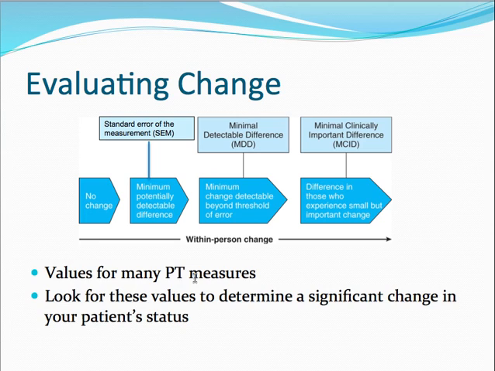So this is a nice graph that illustrates some of the different levels of change that we're trying to assess. So first of all, there's no change, and that's below a standard error of the measurement. Okay, potentially detectable difference, and then there's a minimal detectable difference, which is the minimum change detectable beyond the threshold of error. And so again, I think that the distinction between standard error of the measurement and the minimal detectable change is not significant, except that the minimal detectable change is more conservative.